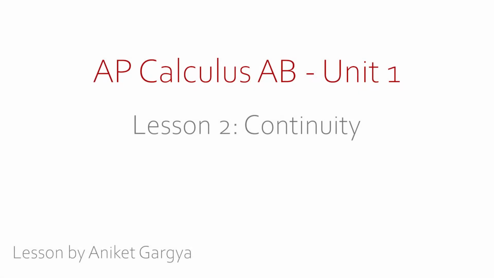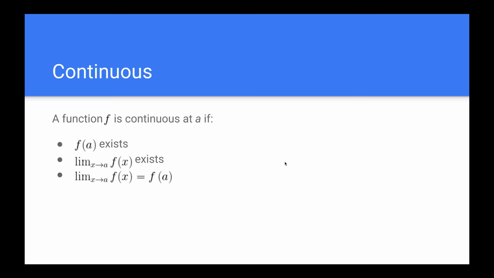Hey guys, so in this video we're going to be talking about continuity in a function. Many of you probably know that a continuous function is a function that you can draw on a piece of paper without lifting up your pencil, but today we're going to be talking about a more formal definition. So a function f is continuous at a if it meets all of these three criteria.